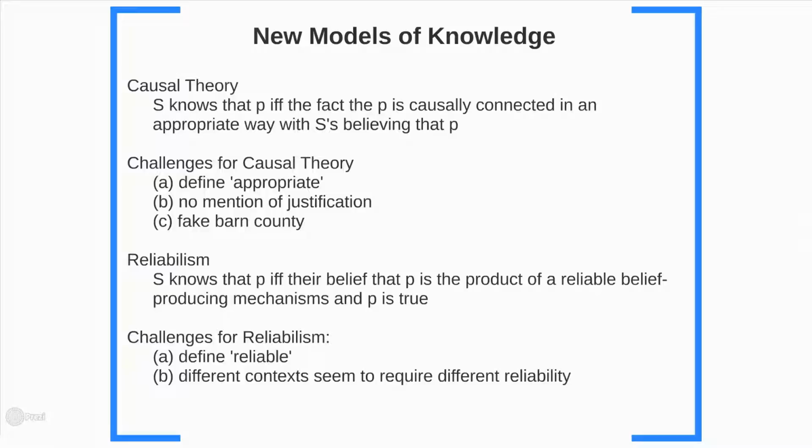This resulted in Goldman, the same man who presented the causal theory, presenting reliabilism a few years later. And this reliabilist view of knowledge is that S knows that P if and only if their belief that P is a product of a reliable belief-producing mechanism and P is true. Now, immediately, you should be having the same reaction we had for the causal theory when they said appropriate, with the word reliable. What does reliable mean? How reliable do we have to be? Different contexts seem to require different standards of reliability, right?